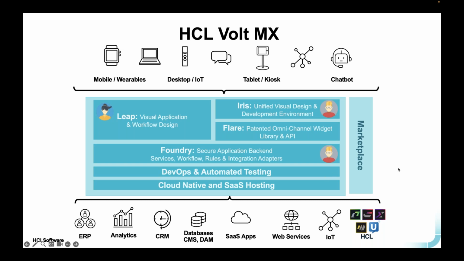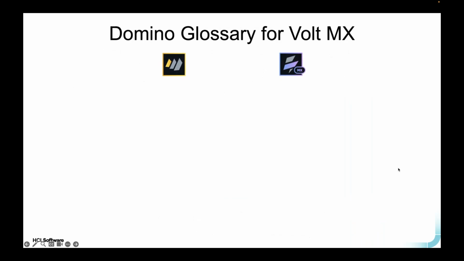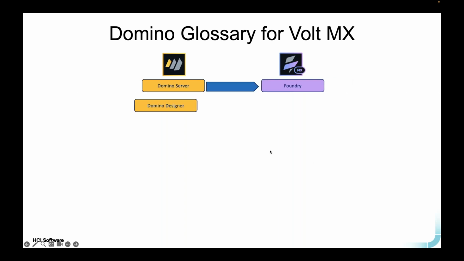I know that you're going to hear a lot of new words, and we wanted to take a moment to draw a model between the vocabulary that you're used to in Domino and the vocabulary that we are going to use in Volt MX. I just want to bring up some of the terminologies. These are not like-for-like comparisons. This is to give you a better idea of a mental model of what this relates to.